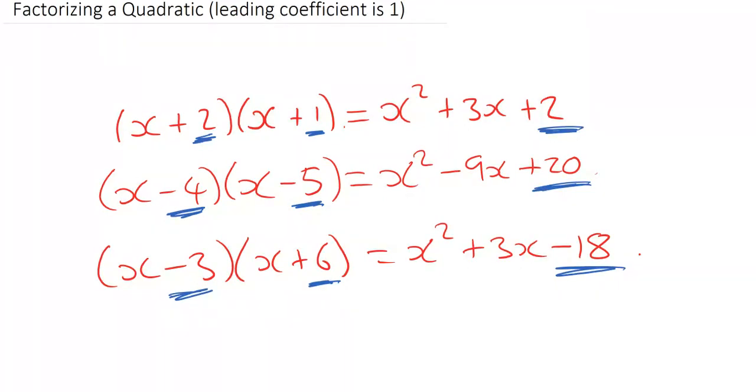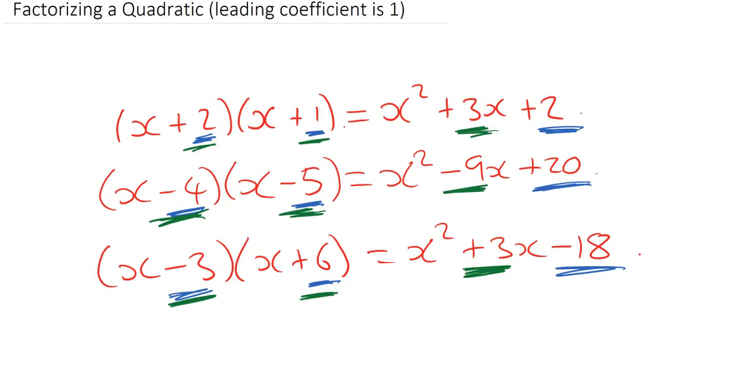The second thing to note is that when you take those two numbers on the left and you add them, you get that middle term, the coefficient of x. So 2 plus 1 is 3. Minus 4 added to minus 5 is minus 9. Minus 3 plus 6 is positive 3. So we're going to be using this to work backwards to help us factorize.